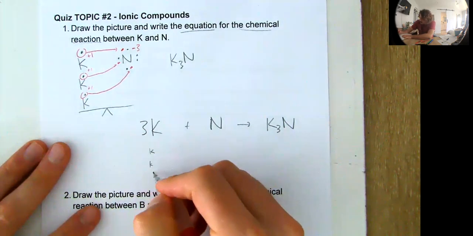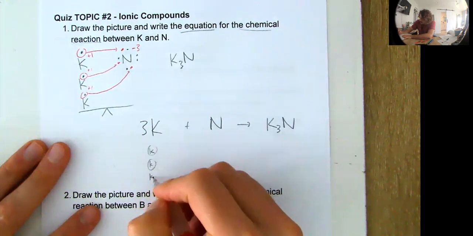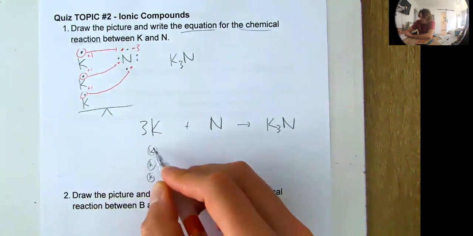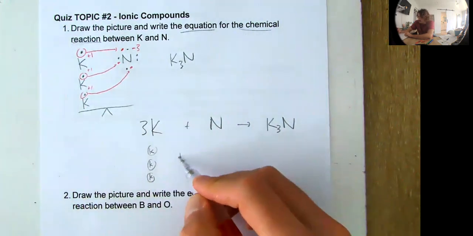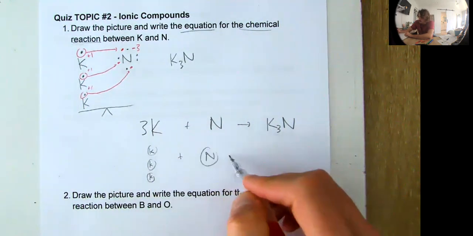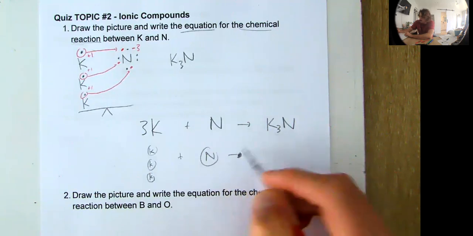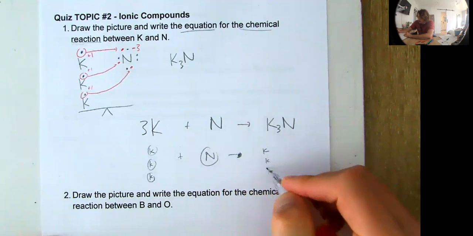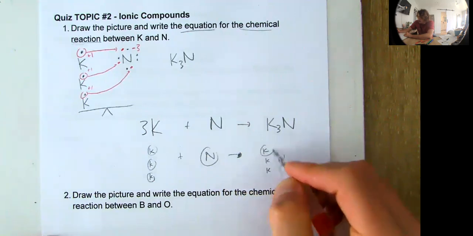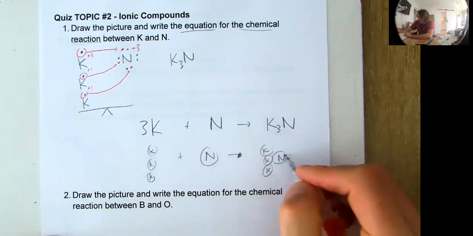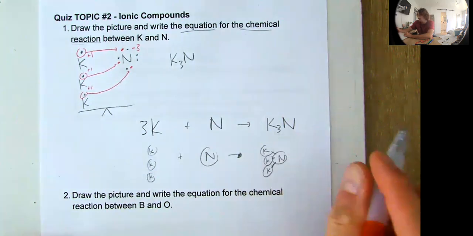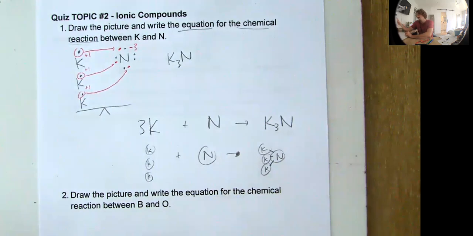There are 3 separate Ks. Notice how they're not connected with a line. There are 3 separate atoms of potassium, and there's nitrogen, and it produces just the 1 molecule of potassium nitride. It should look like this: K with a K with a K, and then an N, and they're all bonded together. The positive charges are connected to the negative charges.